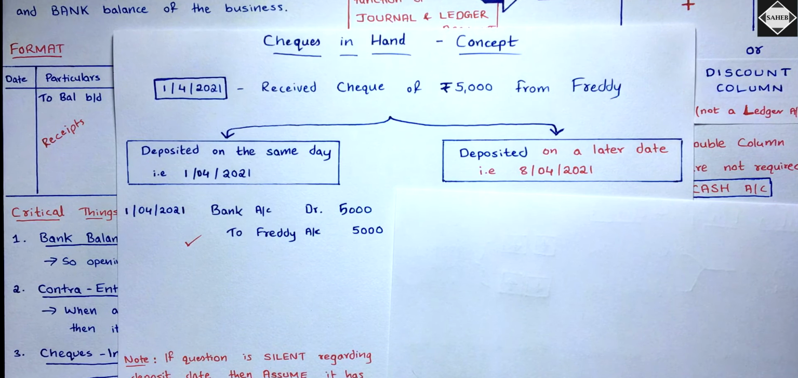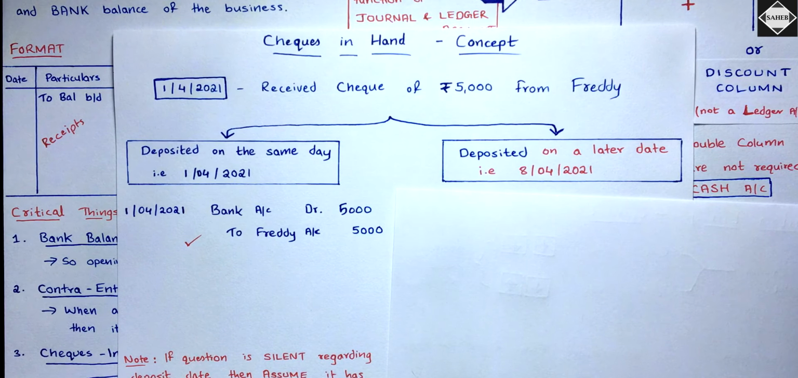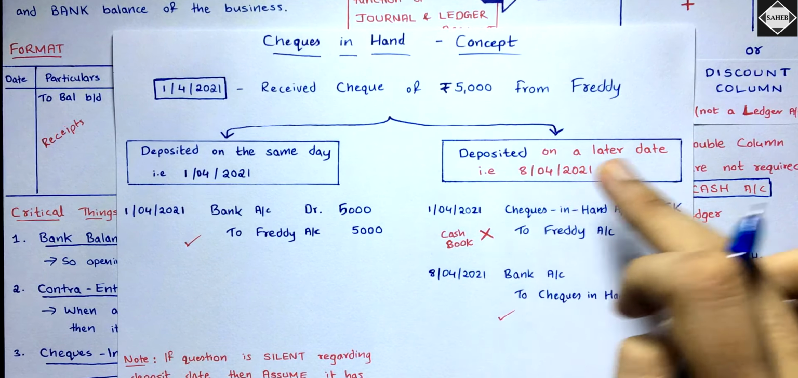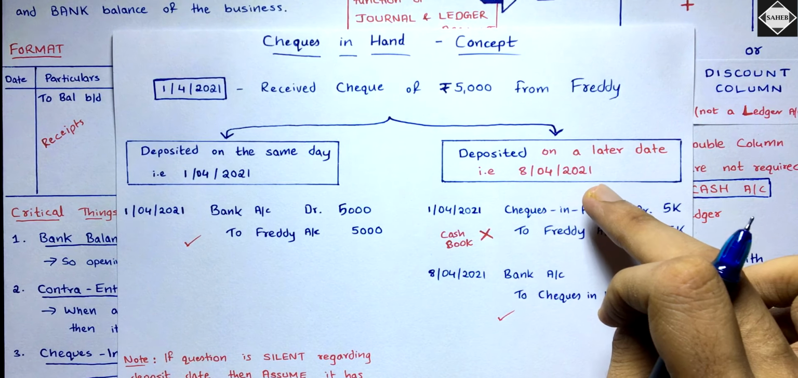But let's talk about another situation. Another situation is you haven't deposited on the same day. What you did was, you haven't deposited on the same day, you waited. See here, deposited on a later date, that is 8th of April 2021.